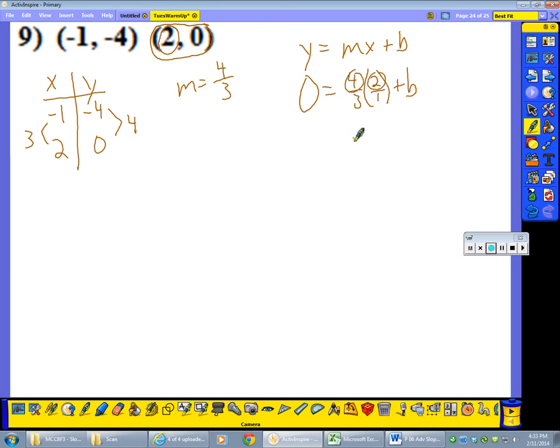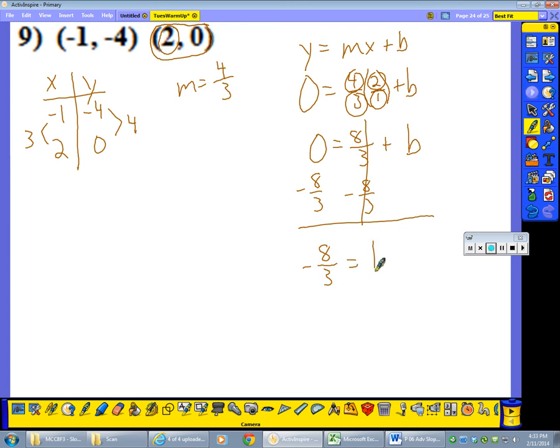So now I'm going to turn this 2 into a fraction so that I can multiply my numerators and denominators. So 4 times 2 equals 8, 3 times 1 equals 3. And let me bring down the rest of my equation. Now I have 8/3. I want b by itself. So the opposite of 8/3 is subtracting 8/3. I'm going to subtract 8/3 on this side. That means that if I have 0 and I take away 8/3, I'm at -8/3 equals b.